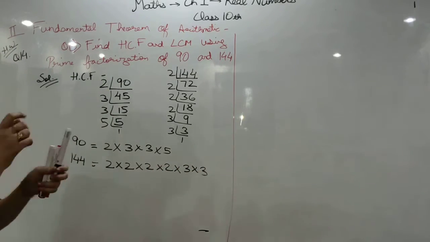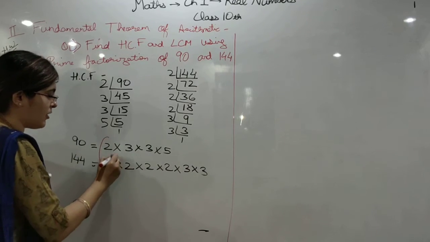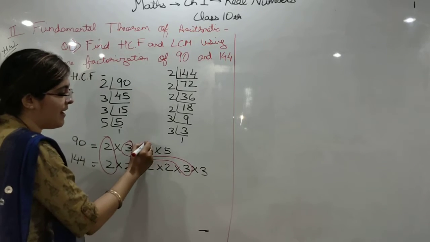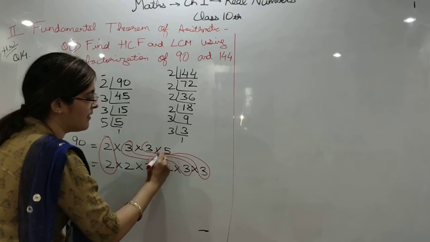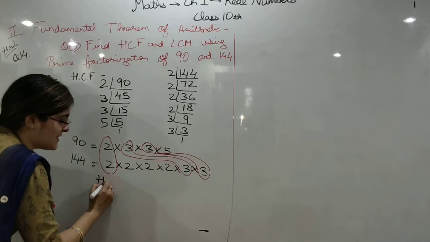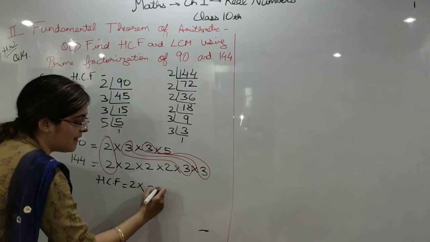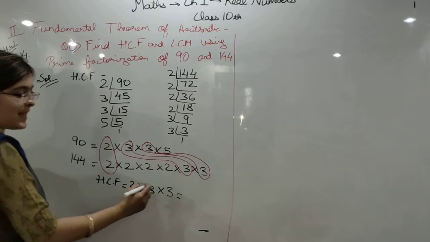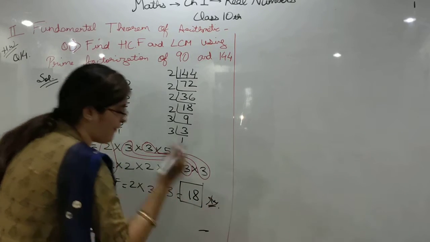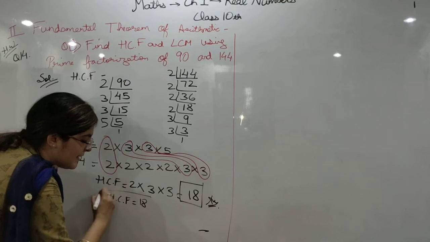Now what you have to do? You have to find out the common factors. 2 is your common factor. Now one 3 is your common factor and one more 3 is your common factor. So what will be your HCF? Your HCF will be 2 into 3 into 3. 2 3s are 6, 6 3s are 18. So 18 is your HCF. Write it down: HCF is equal to 18.